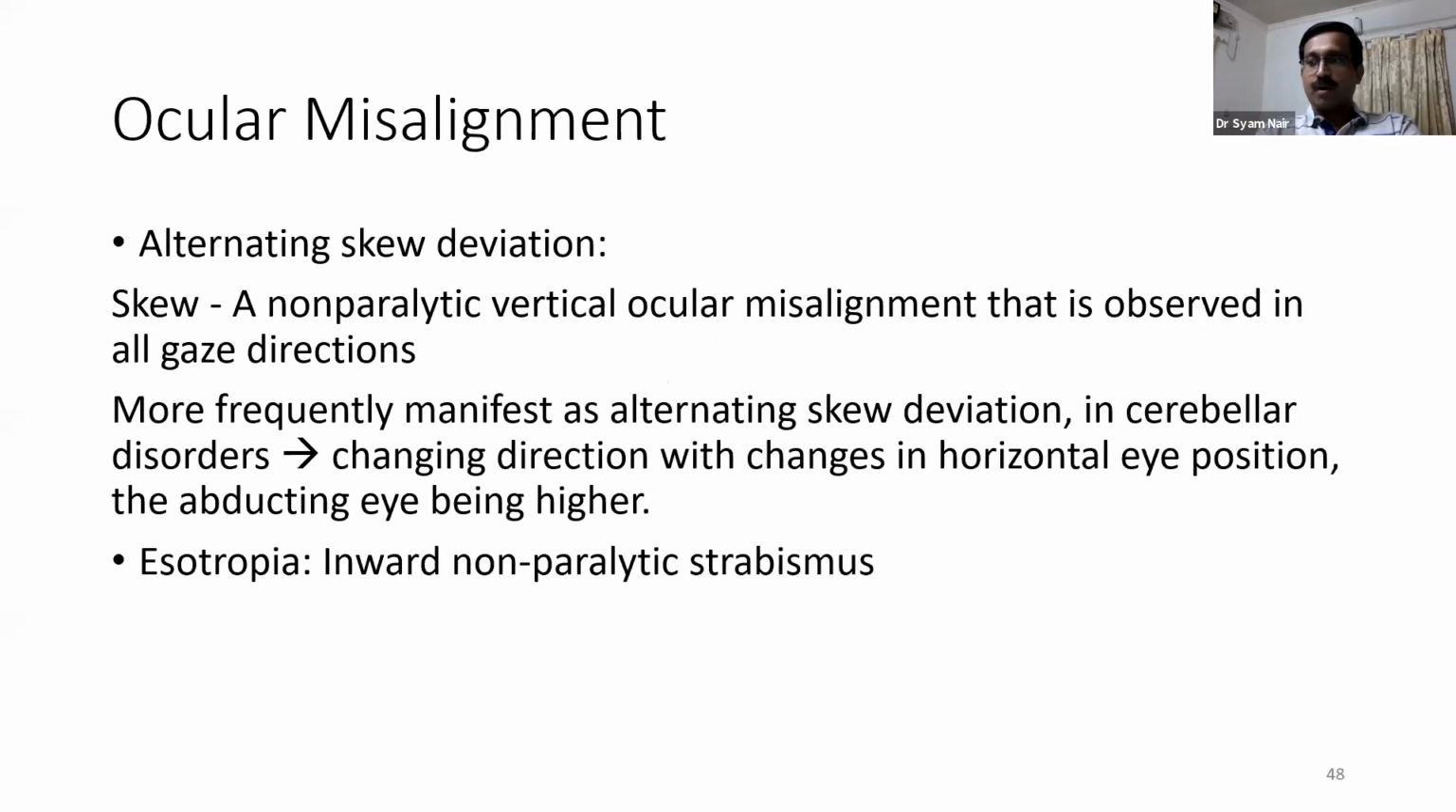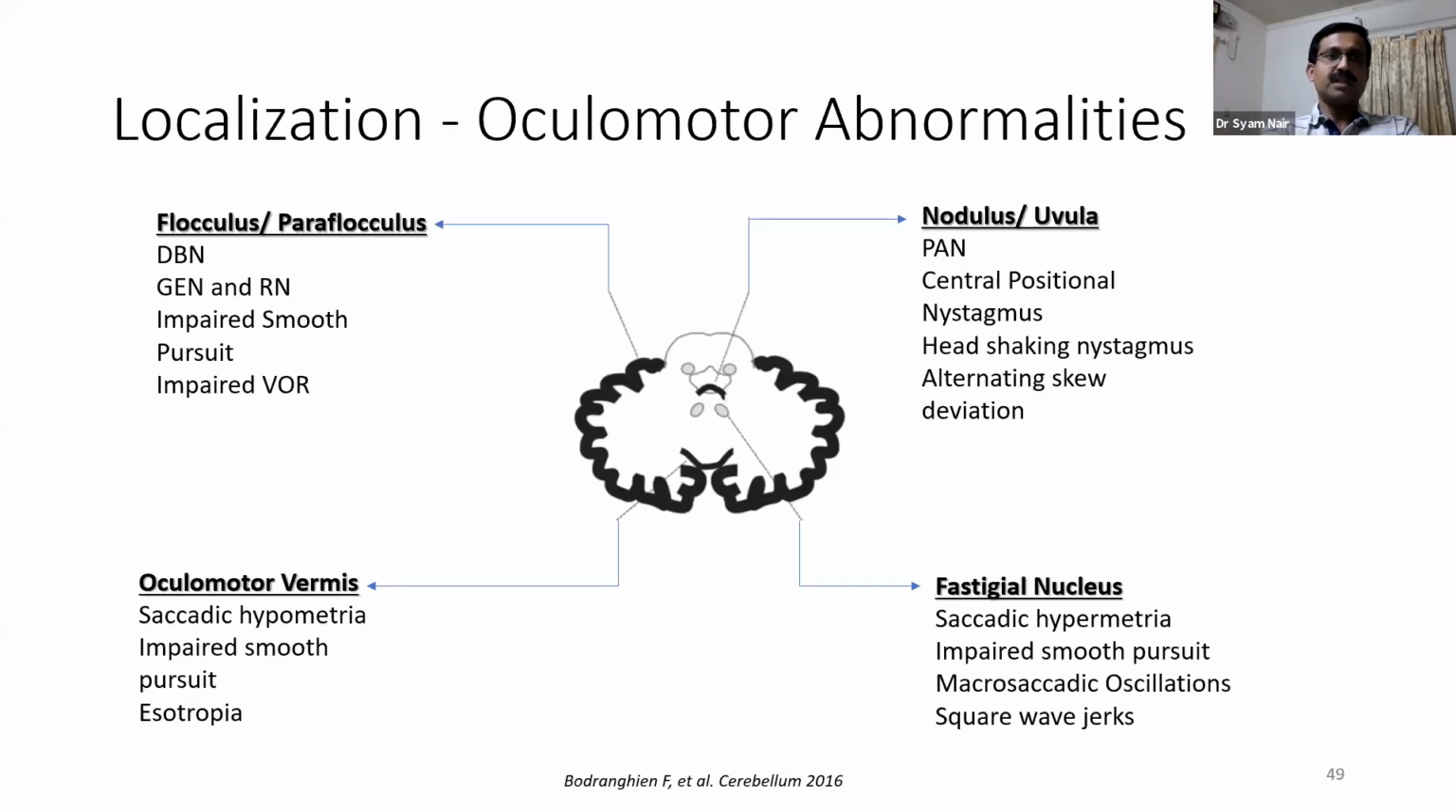And skew deviation is a non-paralytic vertical ocular misalignment that is observed in all gaze directions. It more frequently manifests as alternating skew deviation in cerebellar disorders. That is, changing direction with change in the horizontal eye position, abducting eye being higher. So the abducting eye will be higher, the adducting eye will be lower. So there is an ocular misalignment in the vertical direction. And esotropia means there is an inward movement, which is non-paralytic. So this is the localization for oculomotor abnormalities. Flocculus and paraflocculus is the common area where oculomotor abnormalities are very common.